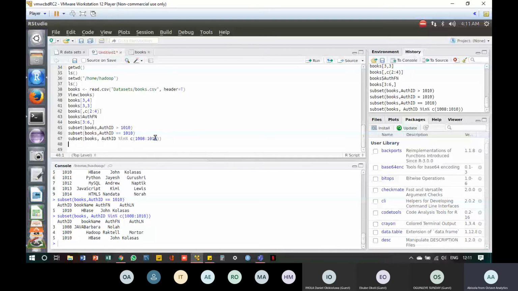vector. Whenever you're using the in command to check logical operations, you want to check for books where AUTHID is between this and this. You have to put it in form of a vector and then use the in command, and the in command has 2 percentages by the side. So 1008 to 1010. I have it here, and it brought out data for AUTHID from 1008 to 1010 as indicated here. So that's another way to use the subset function.